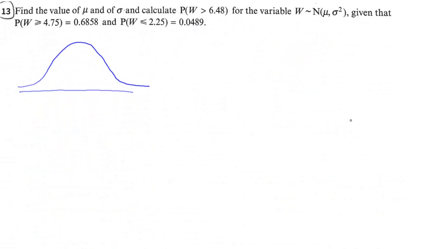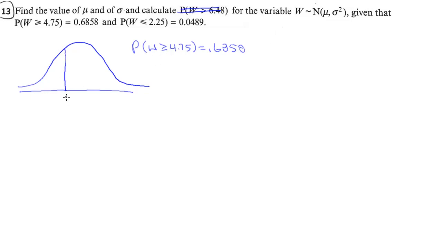All right, number 13, we've got to find the mean and the standard deviation. We're not going to worry about finding this probability. So we've got these two probabilities. The probability W is greater than 4.75, we know that's 0.6858. And we know the probability that W is less than 2.25 is going to be 0.0489.